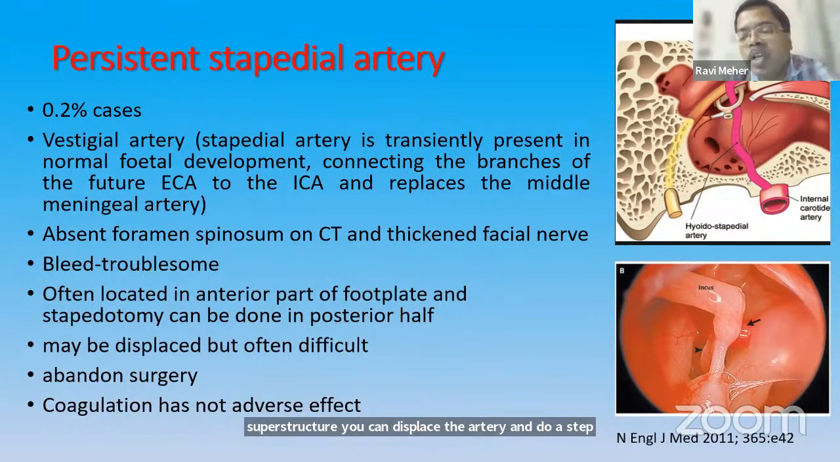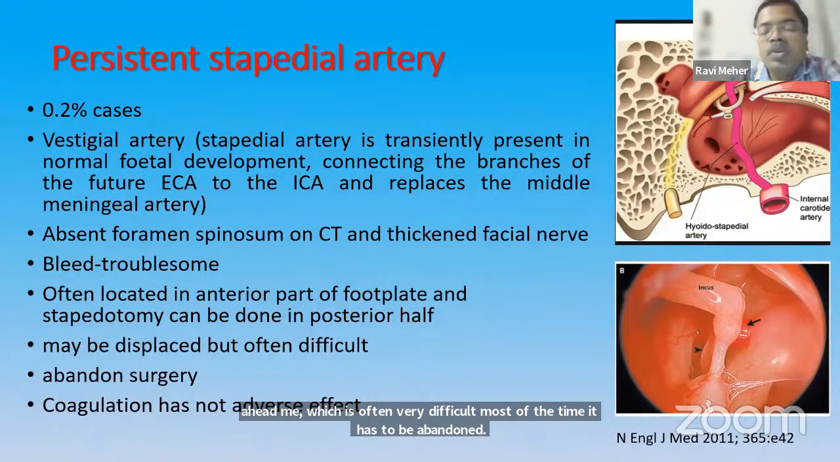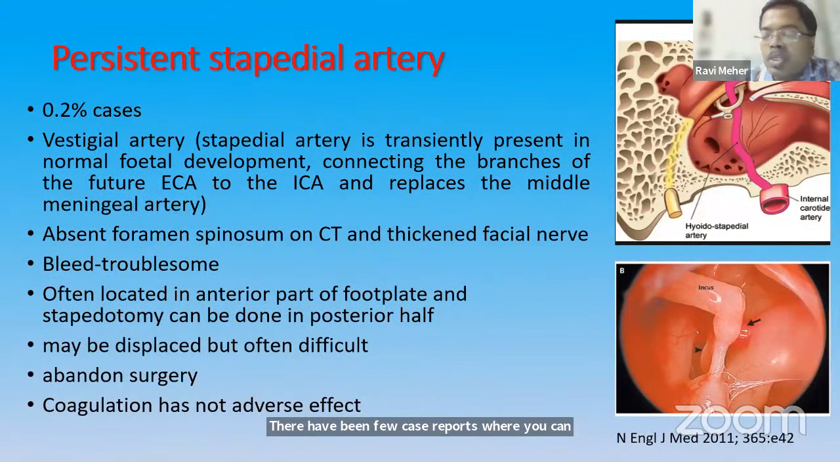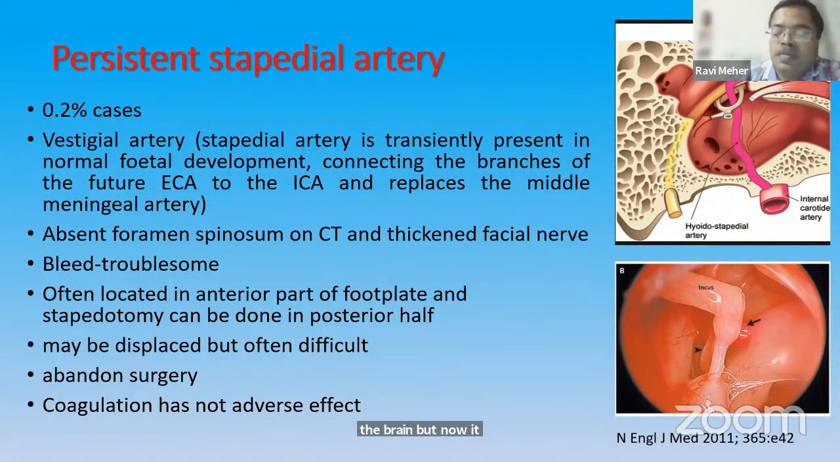There have been few case reports where you can actually do coagulation. Initially, coagulation of the stapedial artery was not advocated because people thought that if you coagulate the stapedial artery, the patient will have hemiparesis and hemiplegia because it's supplying the brain. But now it has been proven that you can actually coagulate the artery and do the procedure.